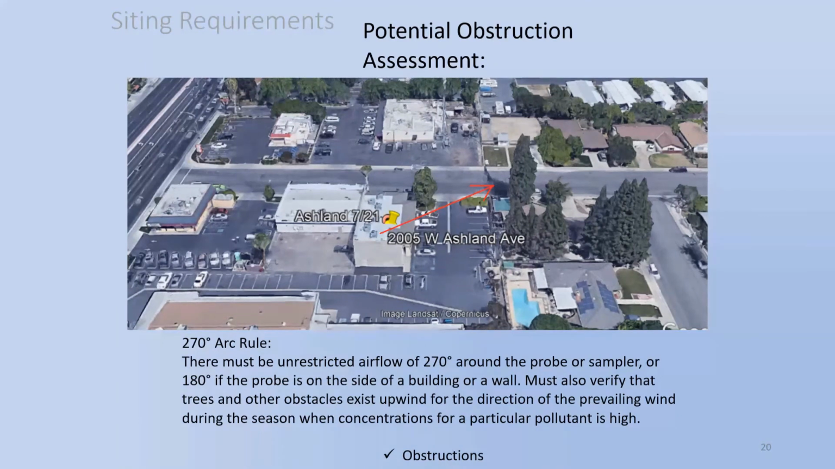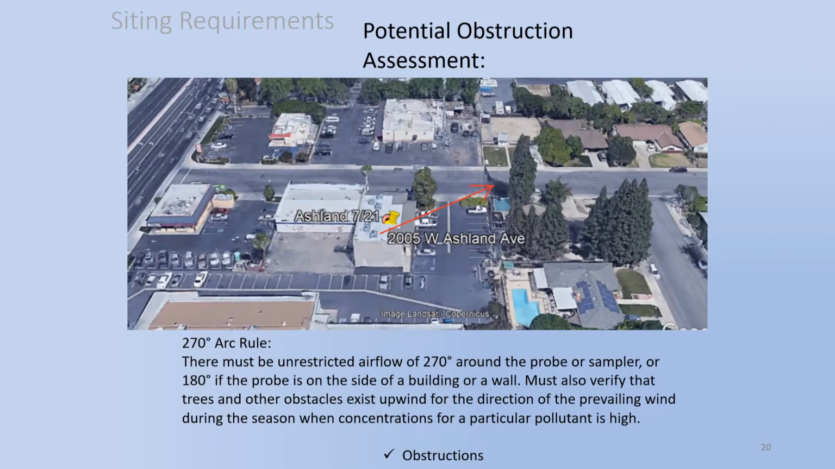However, applying the other component of siting, obstructions, reveals some problematic trees that potentially violate the 2-to-1 rule because they're sequoias and they're tall. With respect to this rule on obstructions, there exists the 270-degree arc rule. This states that there must be unrestricted airflow of 270 degrees around the probe or sampler, or 180 degrees if the probe is on the side of a building or wall, which won't be the case here. The 270-degree arc rule can be interpreted in two ways, either continuous or cumulative.